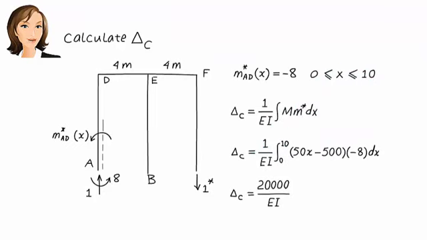Since we already have determined the bending moments due to the real loads, to calculate delta C, we just need to write the bending moment equation for member AD due to a virtual unit load placed at C. We then integrate M times M star to get delta C. We have 4 more displacements to calculate. First, let's determine delta BB.